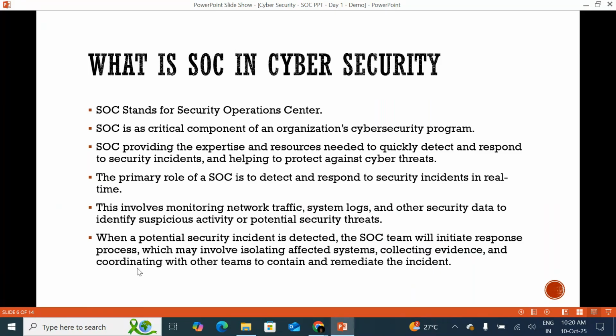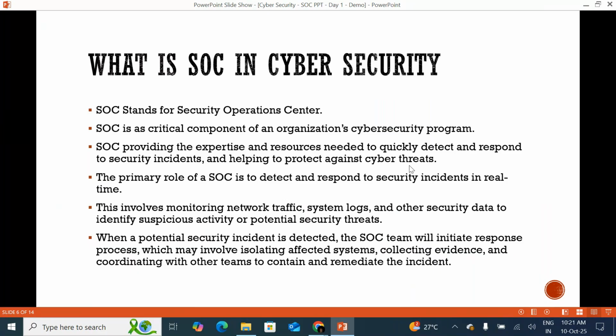So simply, sir, cybersecurity is the practice of protecting devices, networks, and other sensitive information of the organization. There are multiple roles in it, but we are talking about the SOC. The SOC is a major, critical component of an organization's cybersecurity program, which helps to quickly detect and respond to security incidents and protect against cyber threats.